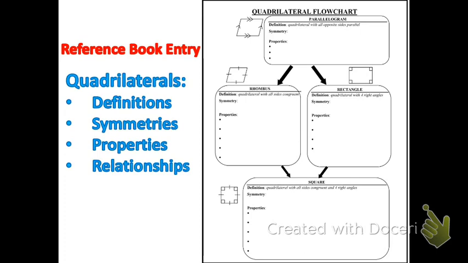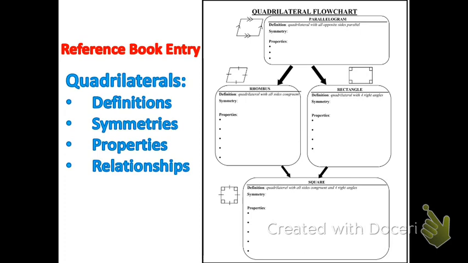Now in the flowchart we'll see that we're going to be looking at four types of quadrilaterals. Up top we have the parallelogram, below is the rhombus and the rectangle, and at the bottom is the square. Notice that each has their definition next to it. The parallelogram is the quadrilateral with opposite sides parallel. The rhombus is a quadrilateral with all sides congruent. The rectangle is a quadrilateral with 4 right angles, and the square is a quadrilateral with all sides congruent and 4 right angles.